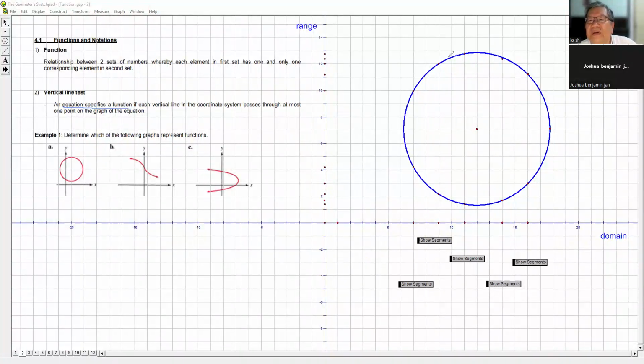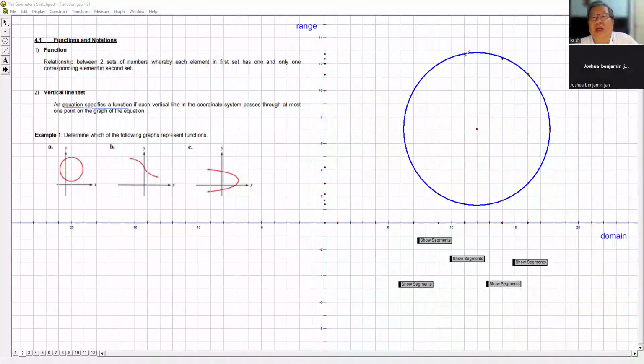An equation specifies a function. It means that this function can be represented by an equation. Now, once it is represented by an equation, I can plot the points and draw the graph of this equation on a graph paper like this.